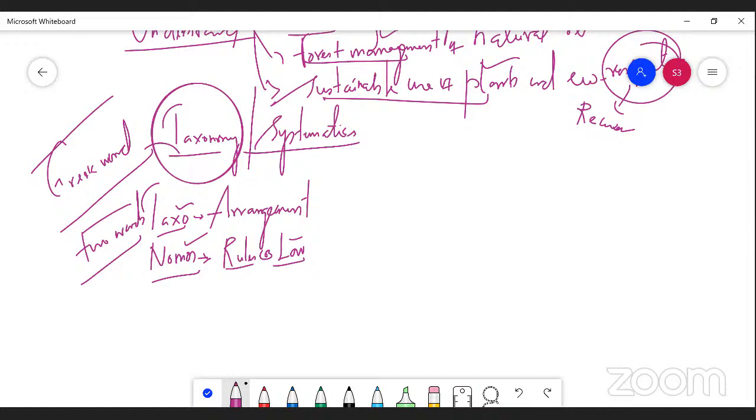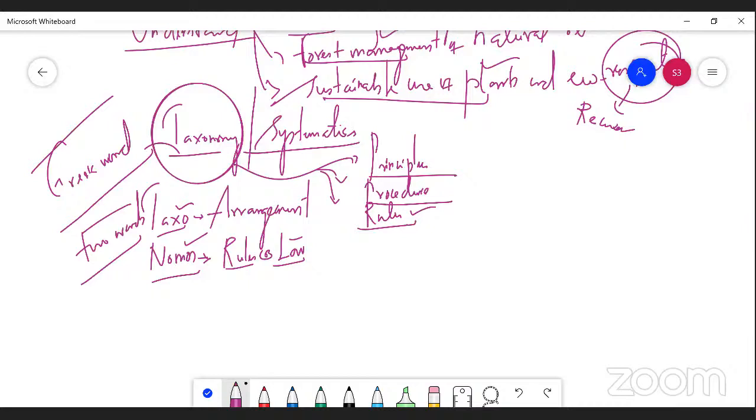So what is the definition of taxonomy? The scientific explanation is nothing but arrangement of plants on the basis of principles, procedures, then rules. So scientific naming of the plant on the basis of principles, procedures and rules. That is commonly called taxonomy.